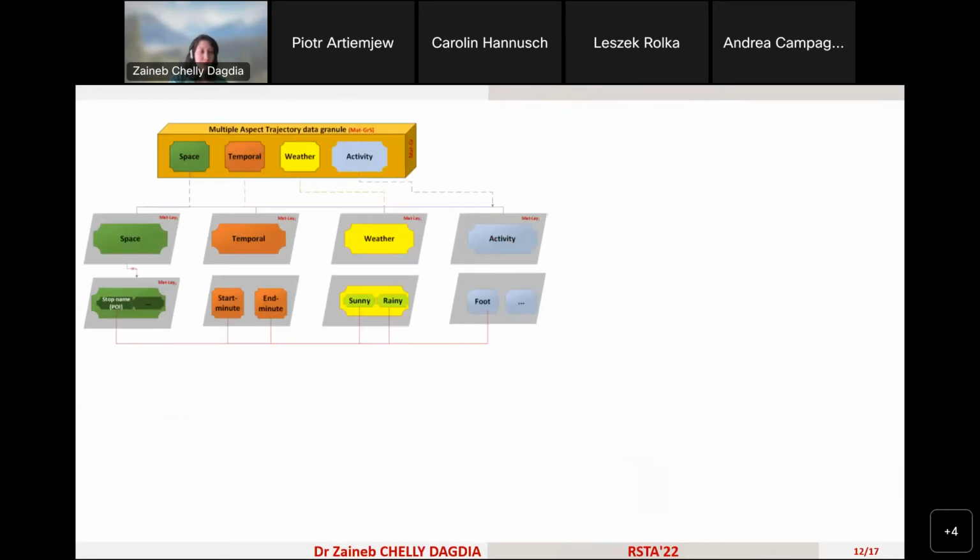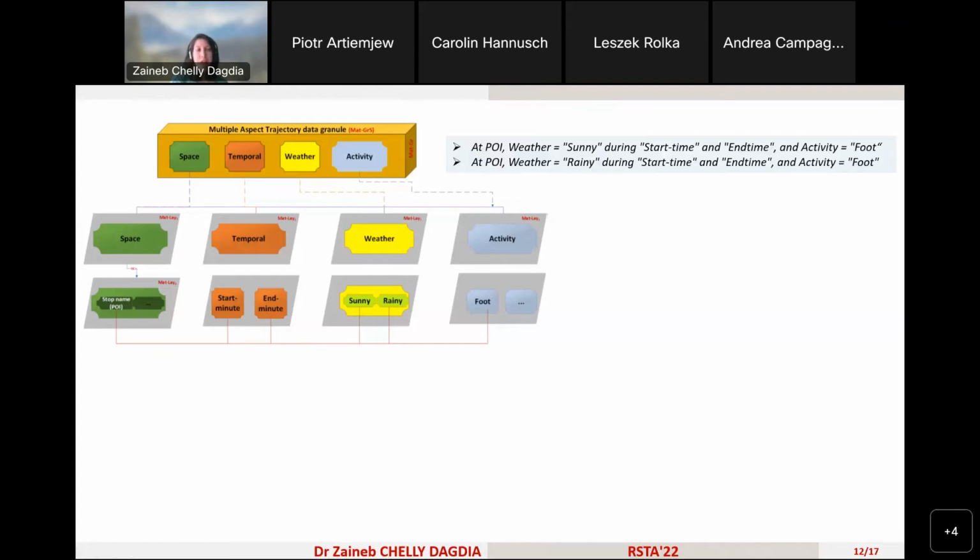So if I'm going to be concrete, this is a very small example. I will have the first box where I have the different aspects, so four aspects: space, temporal, weather, activity. The first layer is representing the global granules, which are a single aspect, and then the second layer divides the first granule into further subgranules. So for instance, for weather, I will have sunny and rainy. For temporal, I have the start minute and end minute. And for space, the most important one, I have the label, which is the POI. And of course, here you have the edges, the different relations between the data granules.